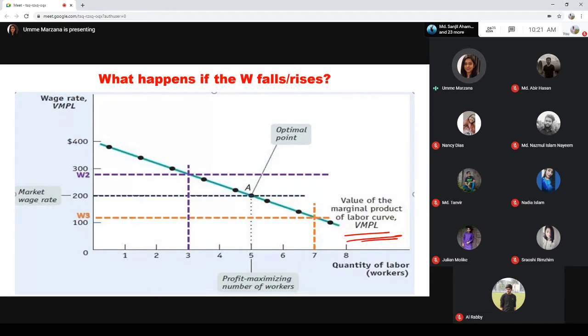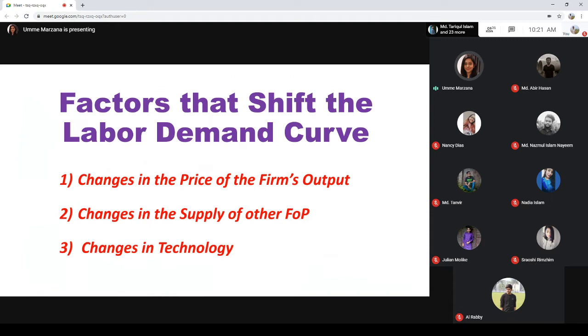And we know whenever the price of something changes, in this case, the wage of labor changes, quantity demanded for labor will increase or decrease. And we looked at the factors that can shift the labor demand curve, that is the VMPL curve. We looked at three different factors. One is the price of the output that the firm is producing.